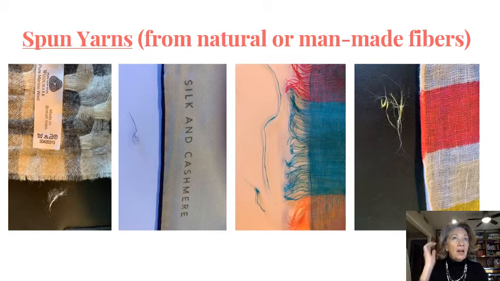Okay, so now let's talk about spun yarns. We've talked about monofilament lines, but now we'll talk about spun yarns that are made from natural or man-made fibers, where it's actually spun together, okay? So spinning makes them substantially stronger.